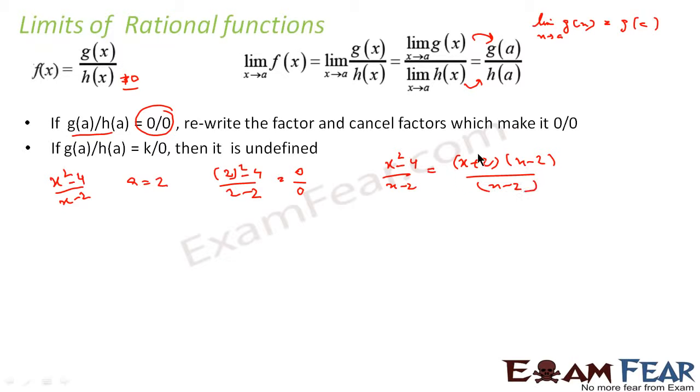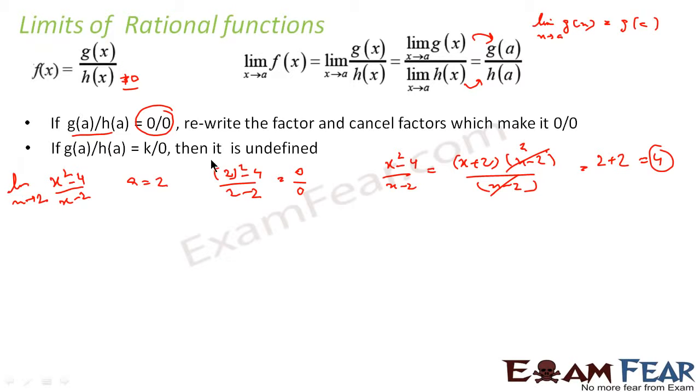Now since we have to cancel the factor which makes it 0 by 0, we know x minus 2 is the culprit which makes this 0, because 2 minus 2 is 0 and 2 minus 2 is 0. So we'll cancel this, guys. So what we get is x plus 2. Correct? In x plus 2, we'll now put x equal to 2. So we'll get 2 plus 2. This way the limit of this function at x equal to 2 is nothing but 4.